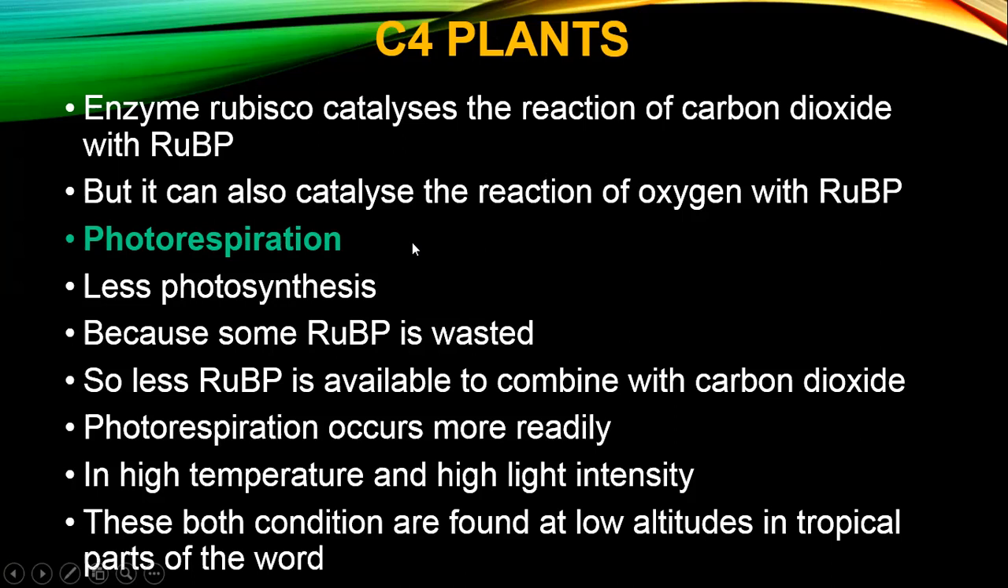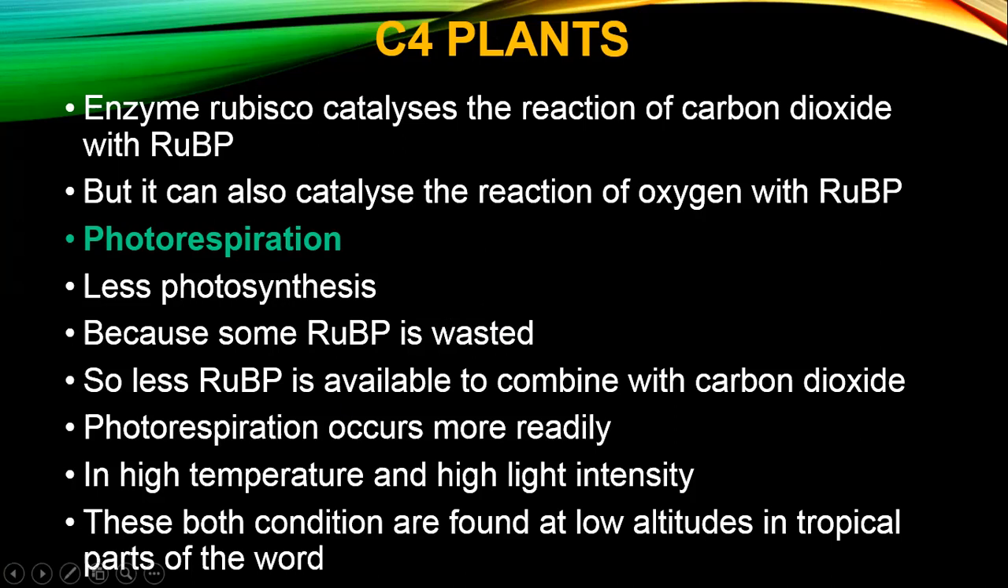Now you can understand, if Rubisco catalyzes the reaction of oxygen with ribulose bisphosphate, let's say some of the ribulose bisphosphate has combined with oxygen. Don't you think there will be less photosynthesis taking place there, because some ribulose bisphosphate is wasted? How is that wasted? Because some of it has combined with oxygen rather than carbon dioxide. But in photosynthesis, what we require is that carbon dioxide should combine with ribulose bisphosphate rather than oxygen. So some is wasted, and less ribulose bisphosphate is available to combine with carbon dioxide.